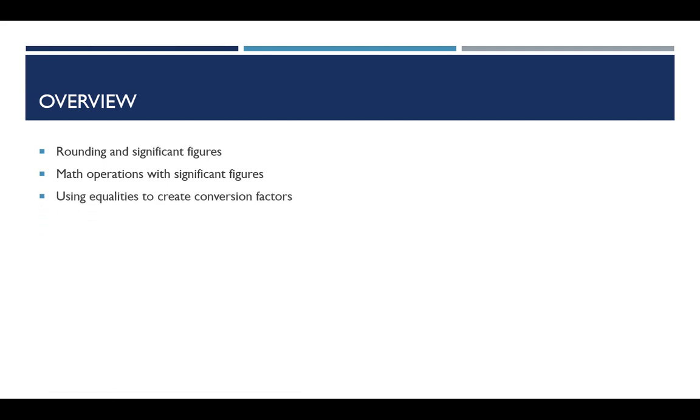This experiment is going to be somewhat shorter than the previous experiment. We will talk about rounding and how that comes into play with significant figures. Then we will look at how to use significant figures in mathematical operations, first with multiplication and division, and then with addition and subtraction. We will look at how we can use equalities and create conversion factors from those. And then we use those conversion factors to convert measurements into different units.